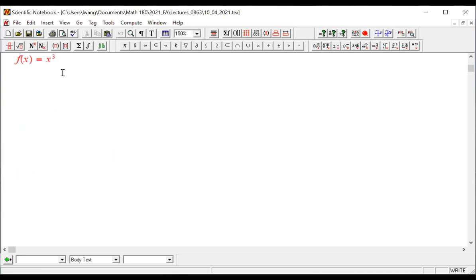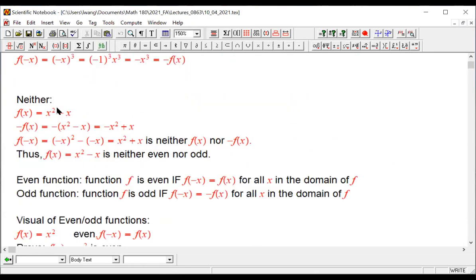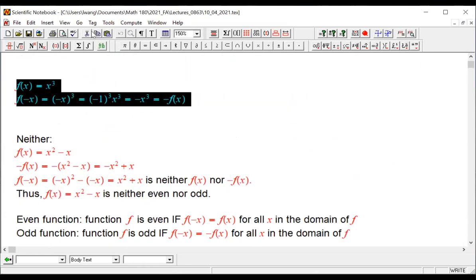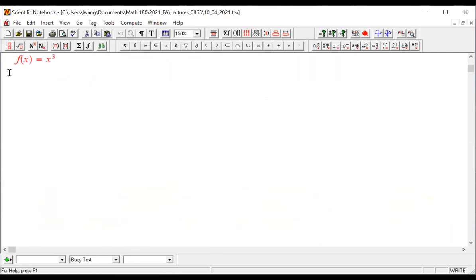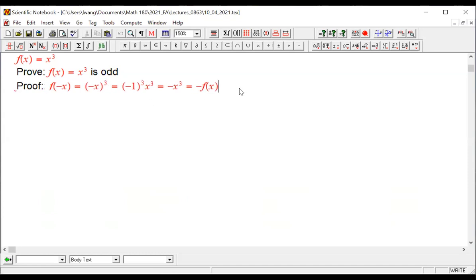F of x equals x raised to the power of 3, right? And we know the proof. I gave you the proof earlier, proof that it is odd. So here's the proof, and that's the end of it. So let's look at the visual.